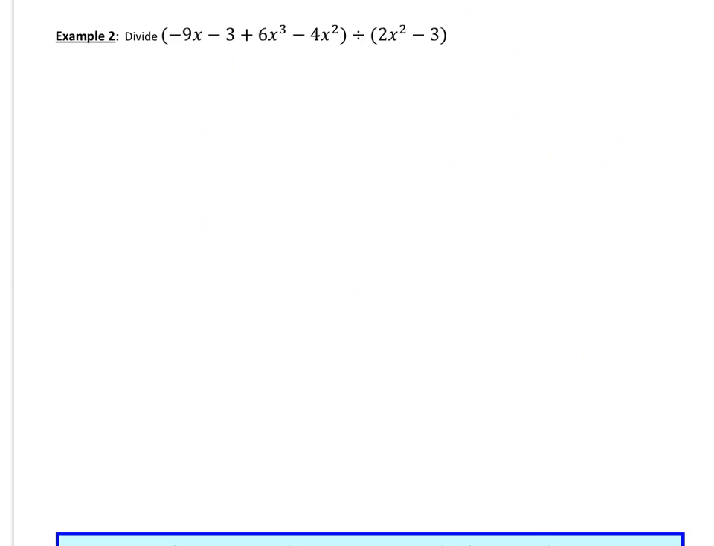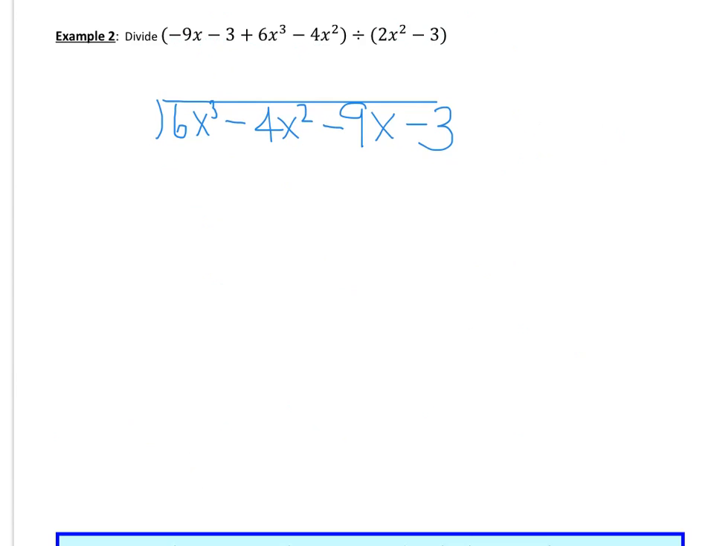Okay, so in our next example now, we're going to get a little bit more complicated. This is going to be our dividend, this is going to be our divisor, and we're going to actually need to set that up ourselves. So when we set it up, we're going to leave some space at the top. When we put our dividend under the radical sign there, we need to make sure that we put it in descending order of powers. So we need our 6x cubed first, minus our 4x squared minus 9x minus 3.